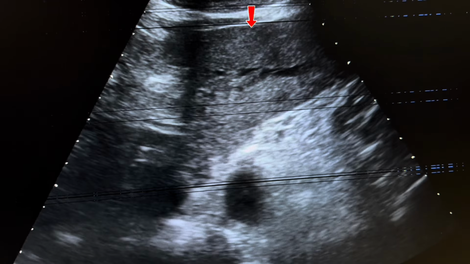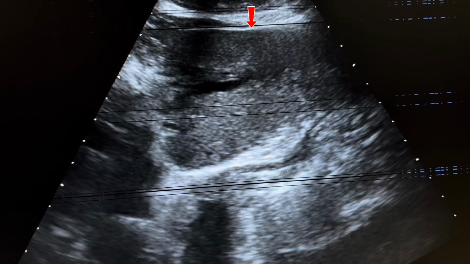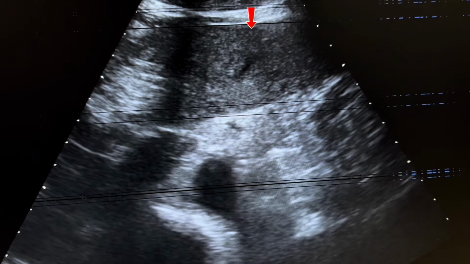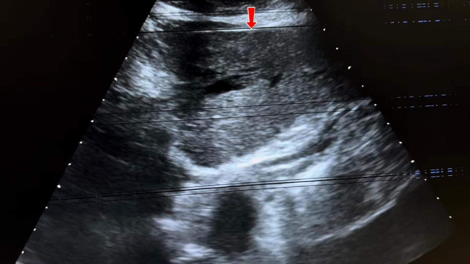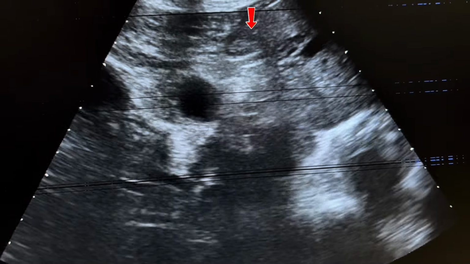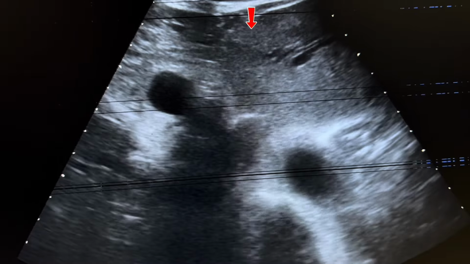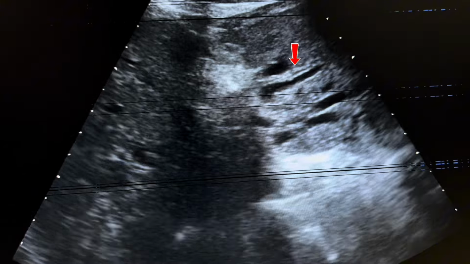Now we start scanning from the epigastrium by using a convex probe and placing it in transverse position. Here we see the left lobe of the liver. The liver shows heterogeneous texture. When we tilt the probe towards the right hypochondrium, here we see the dilated biliary channels.